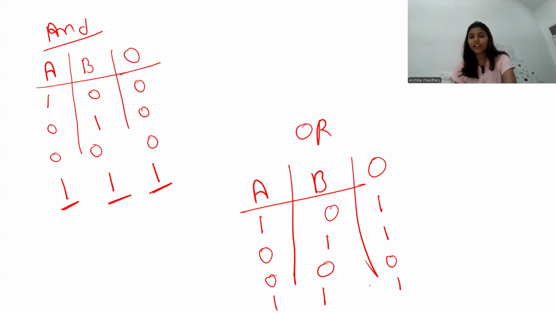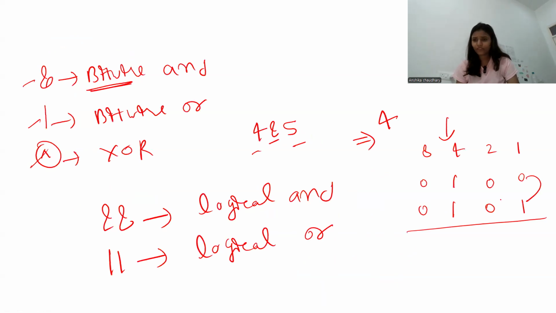Again, what is the conclusion? If any of the operands is 1, the answer will be 1. Only if both are 0 will we have 0 as the answer. Now we need to perform OR operation on this. 0 or 1, at least one 1 we have, so the answer is 1. Here both are 0, so the answer will be 0. Here both are 1, the answer will be 1. Here both are 0, so the answer will be 0.